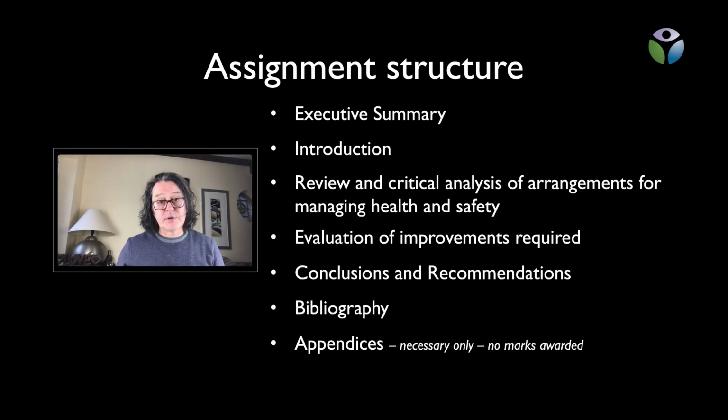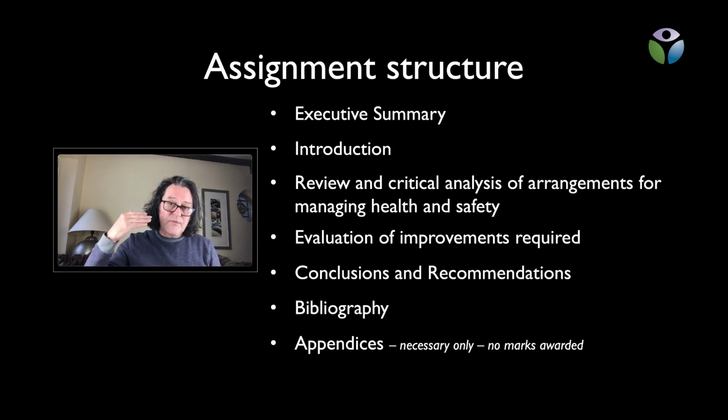Okay, now we're going to turn our attention to the assignment structure, and we're going to look at each part of this in some level of detail. Now, NEBOSH in their guidance give you the specific structure to follow. My advice to you here is do not deviate from this structure. Your final report should be structured such that the first part of written content, following the title page and your contents page, will be the executive summary, which will be the last piece that you write.